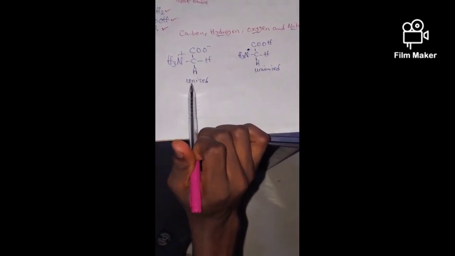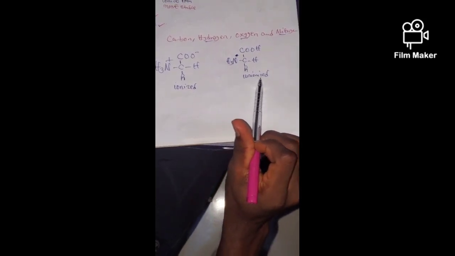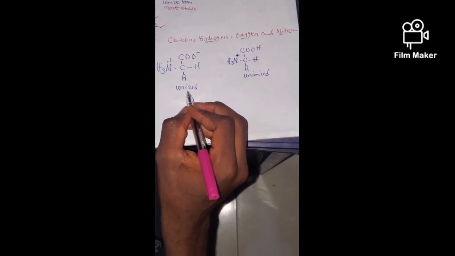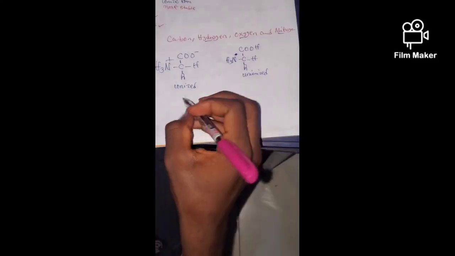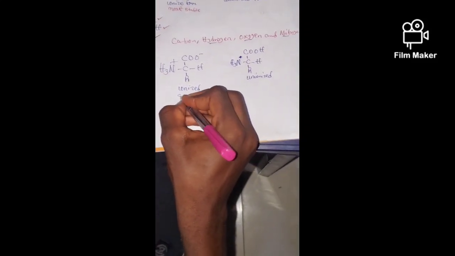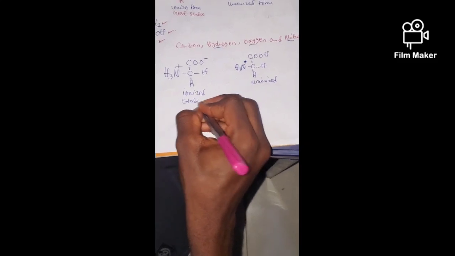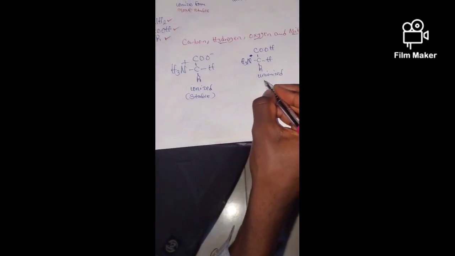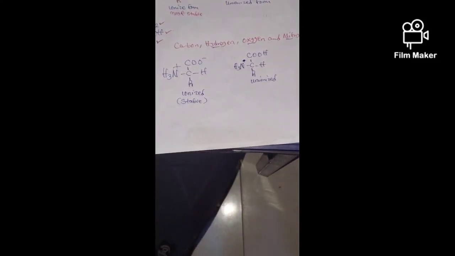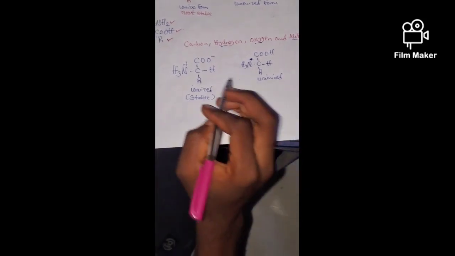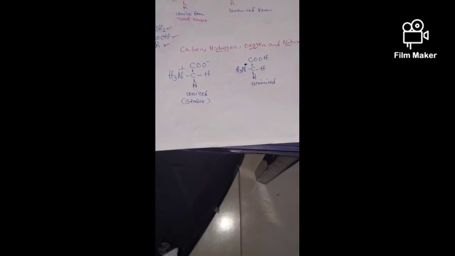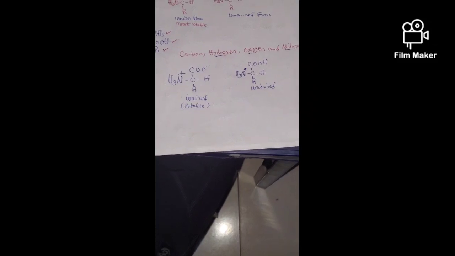Out of these two structures of amino acid, that is the ionized form and the unionized form, the ionized structure of amino acid is more preferable. That is to say, this one is more stable. It's most preferable because it is more stable. This one is not very stable. So most of the amino acids found in our body are in an ionized form. You should take note of that. All right.